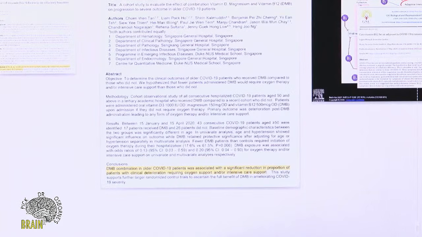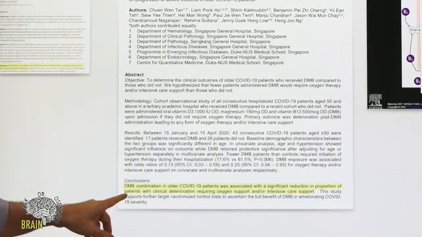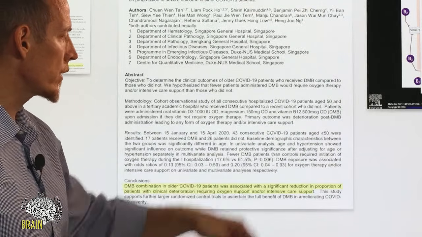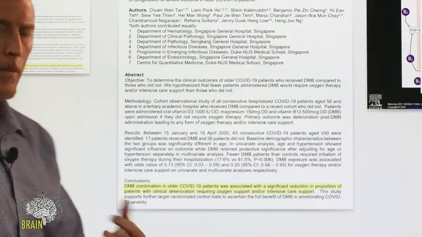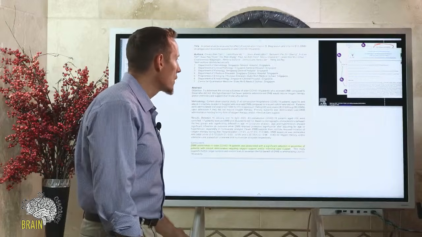So vitamin D and B combination in older COVID-19 patients was associated with a significant reduction in proportion of patients with clinical deterioration requiring oxygen support and/or intensive care support. In other words, the combination of D, magnesium, and B12 led to better outcomes in these individuals.